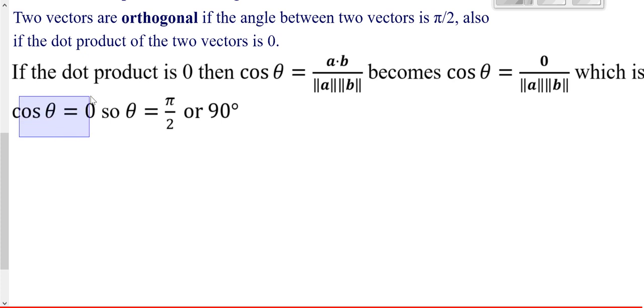So then you got to just think, when is the cosine equal to 0? Well, that's at the top of the circle, pi over 2 or 90 degrees, or bottom of the circle, 3 pi over 2 or 270 degrees. So basically, if your dot product is 0, this whole right-hand side simplifies down to 0, and then when it's cosine equal to 0, that's at 90 degrees. So the easiest way to decide if two vectors are orthogonal is if their dot product is 0. Could you use your angle between two vectors formula? Yes, you could.